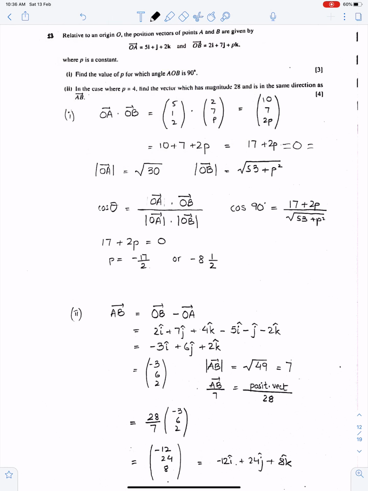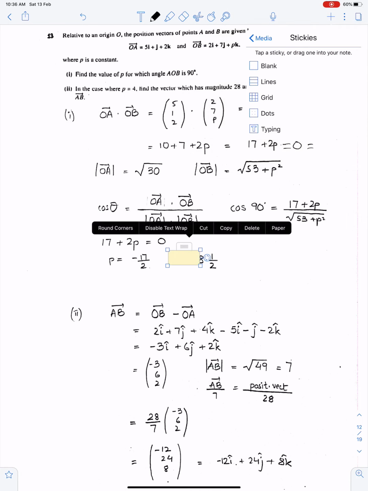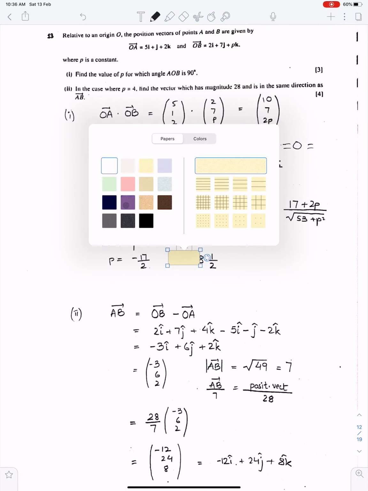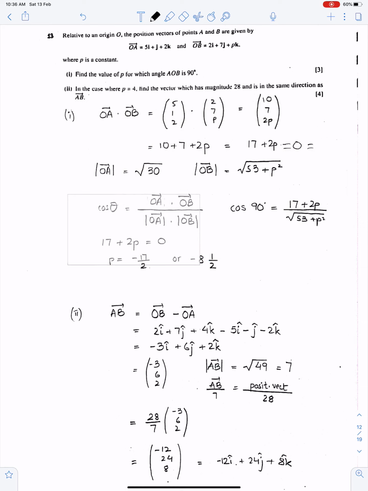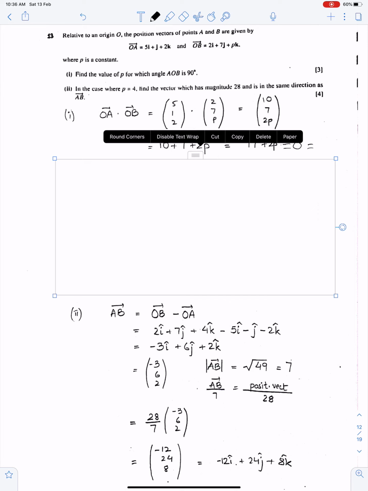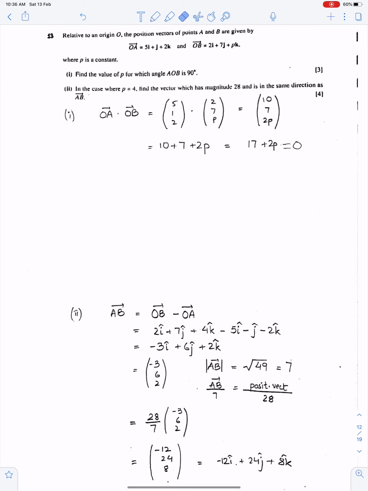Wait a minute, let me edit this. We don't need to use these things. We just need to equate this to 0 because it's given the dot product is 0. The angle is 90, therefore the vectors are perpendicular. So the answer will be minus 17 upon 2, which is I think minus 8.5.